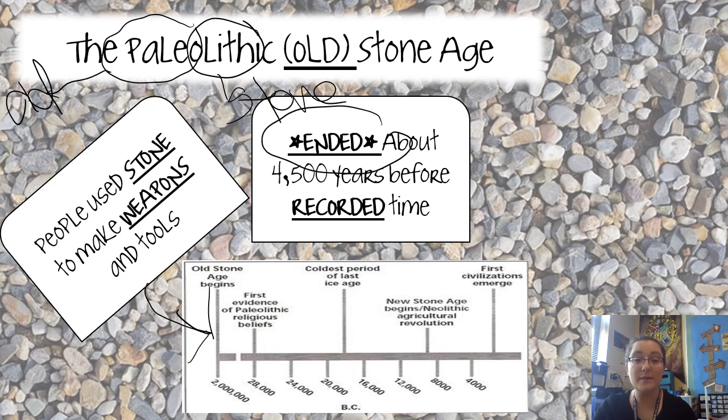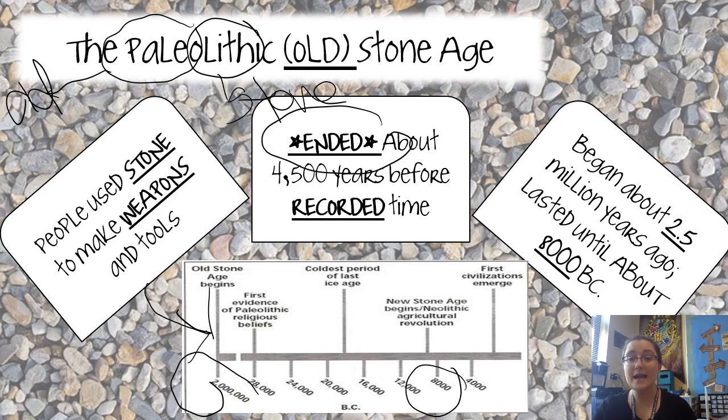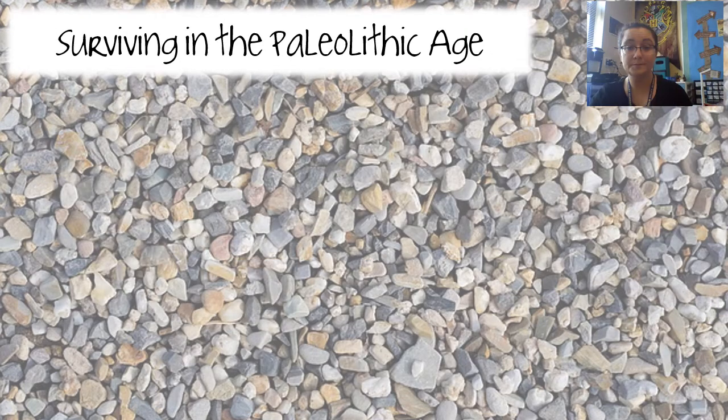So we're talking about a huge period of time, starting from about 2 million years ago to about 8,000 BC. It's a very, very long period of time. It's most of human history was the Paleolithic. And it began about 2.5 million years ago, lasted until 8,000 BC, like we see on our timeline.